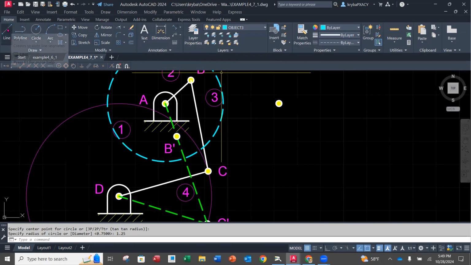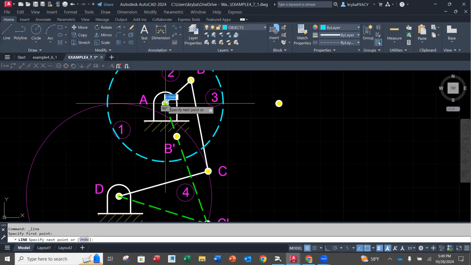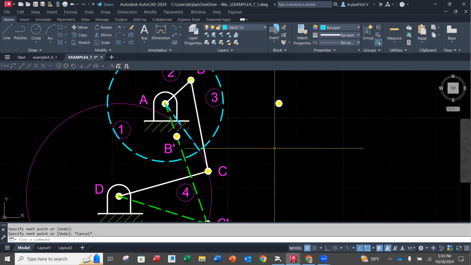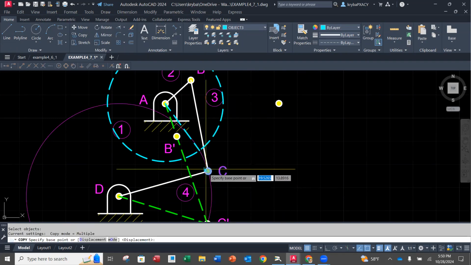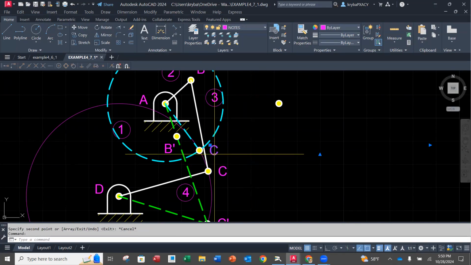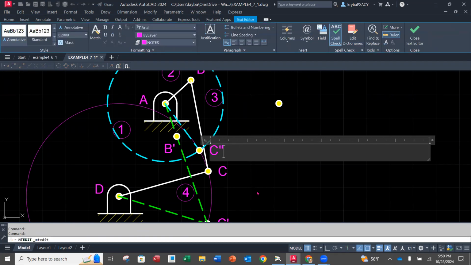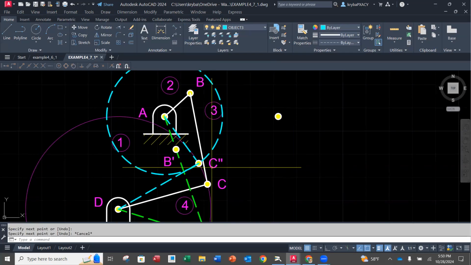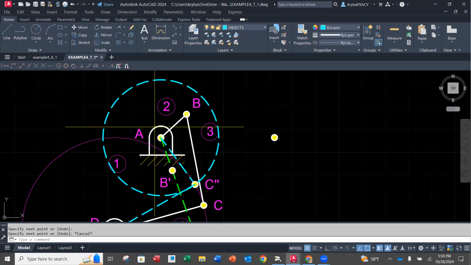So I'm going to draw a line from the center of A down to this intersection that I just created. Okay, right there. And that is going to be my new position for C prime prime. So I'm going to double click on that. That's going to be the nearest extreme position. I'm going to draw my line from C back to D right away. That way it's there. And then I need to draw B prime prime.